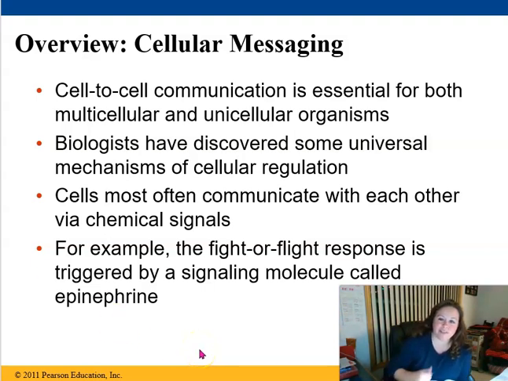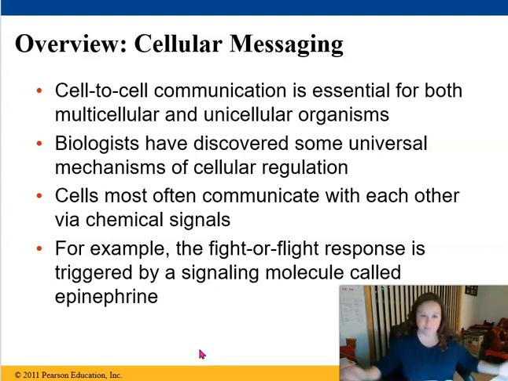Well, cell-to-cell communication is essential for both multicellular and unicellular or single cellular organisms like prokaryotes. Think about how you communicate with other individuals. You can communicate a message that's close by, like to someone standing next to you, maybe passing a post-it note or just speaking and saying something. You can communicate to one person from a long distance, like with an email, or you can communicate to tons of people at once, such as sending out a Facebook post or an Instagram post, right?